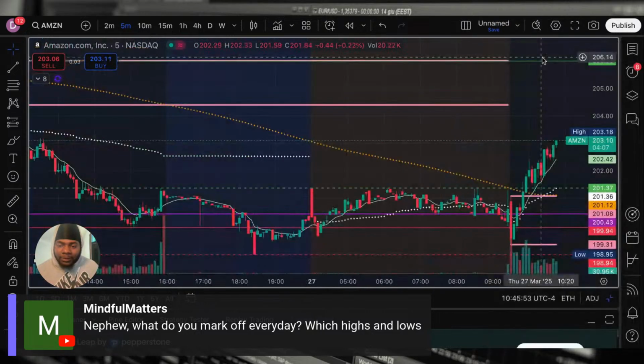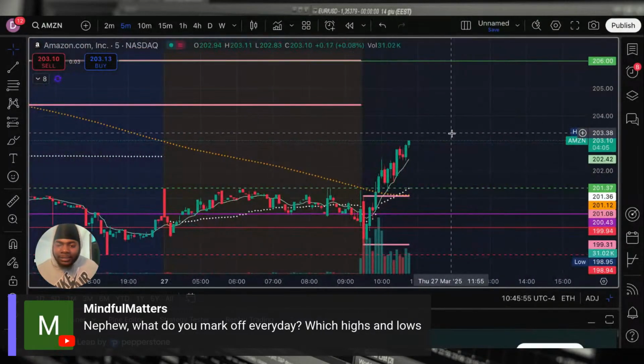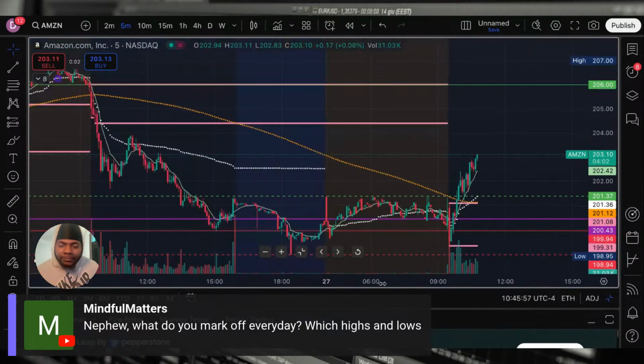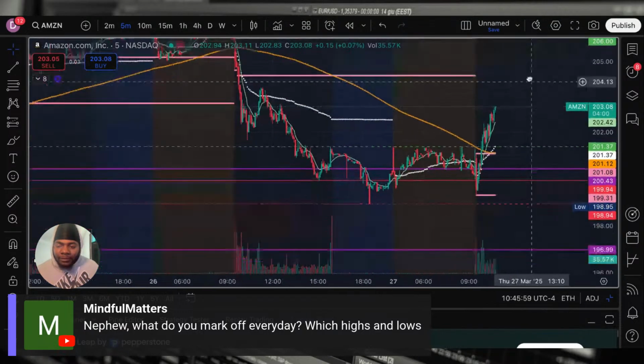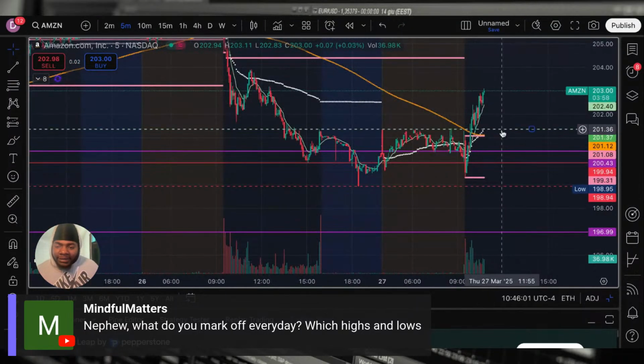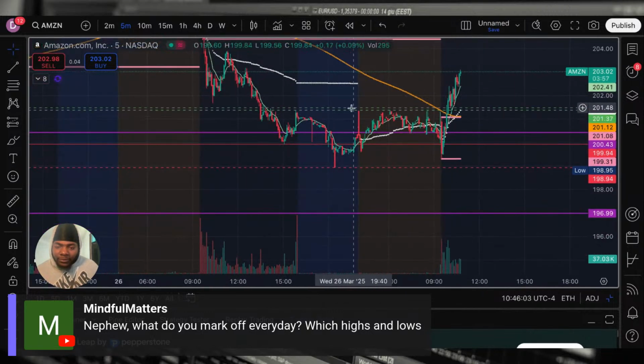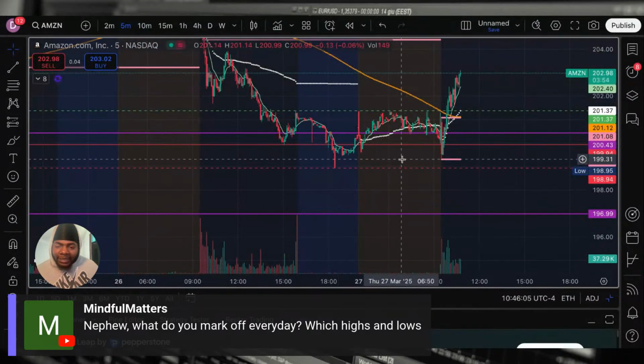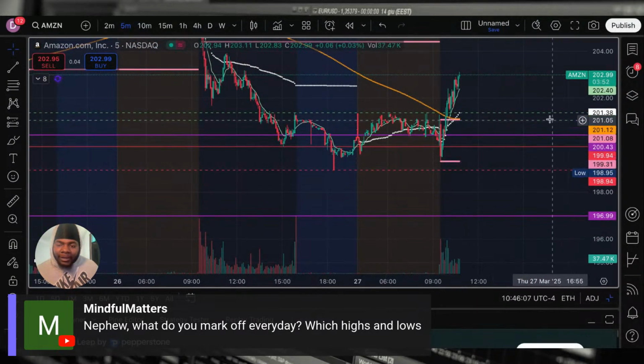Look, while I'm sitting here talking, I'm probably done trading for the day. But you got this green dotted line right here, and you got this red dotted line. So that's the pre-market low and the pre-market high.